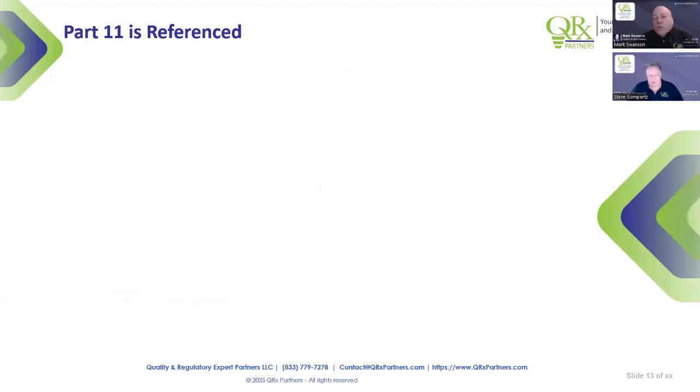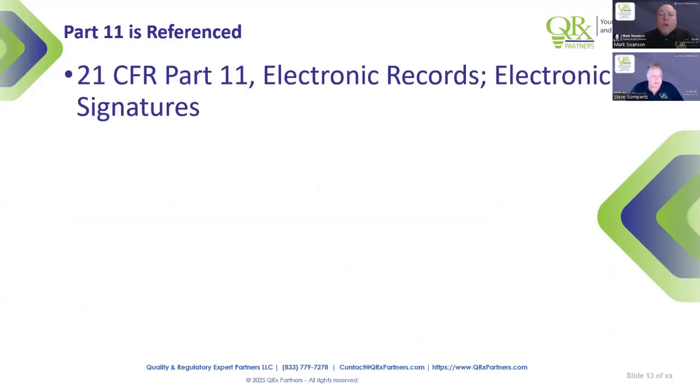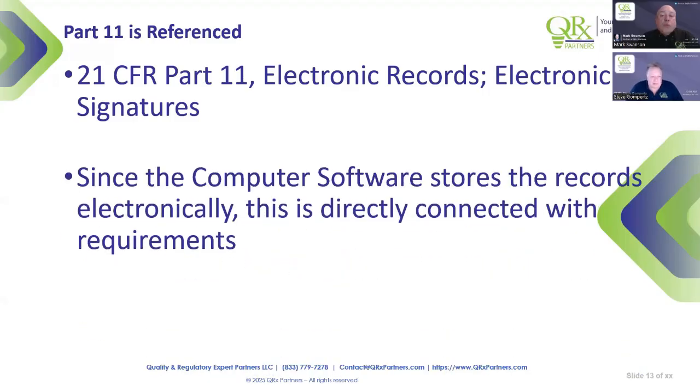All right, this one was interesting, and it was a change from the draft. Now there's a specific section on Part 11. Again, this is 21 CFR Part 11. If you're not familiar with that, that's the FDA regulation on electronic records and electronic signatures. And it makes sense because basically computer software stores records electronically. That's what it does. So if you're asking the question, does Part 11 apply, the answer is yes. There is no way to answer no, that I'm using software, but I'm not maintaining electronic records. And the signatures piece may have a yes or no answer.